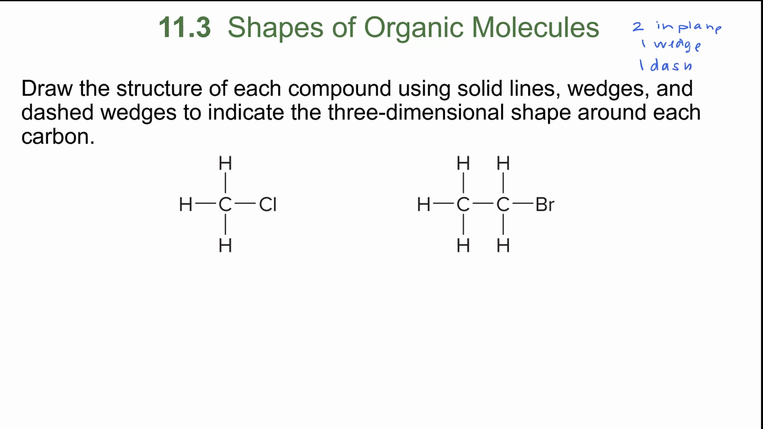So for our first one, you can pick any to be in the plane. If I'm going to use the C and the Cl and the top H in the plane, then we just need 1 wedge and 1 dash. And you could have used the other atoms to be in the plane. So I could use this hydrogen here, these 2 in the plane. I could have made this one wedged and this one dashed.